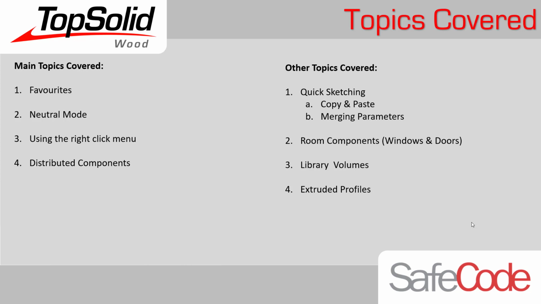I'm going to be talking about the neutral mode. In 6.21, the neutral mode has been modified with some more advanced functionality. Also with the neutral mode, there's a right click involved in it. Again, that's another feature added in 6.21, so I'll be discussing that and showing the functionality of it.